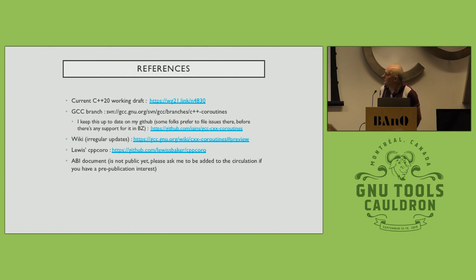There is an entry on the wiki. I don't update it as often as I might, but it is there. Lewis's library. The ABI document, as I said, I'd come back to this. It isn't published yet. If there's anybody in the room who feels that they want to be involved in it at this stage, just ask me and I'll give you a link to it. It's not a secret or anything. It's just that it's been circulated to about 20 people so far, and actually only three of them have commented.